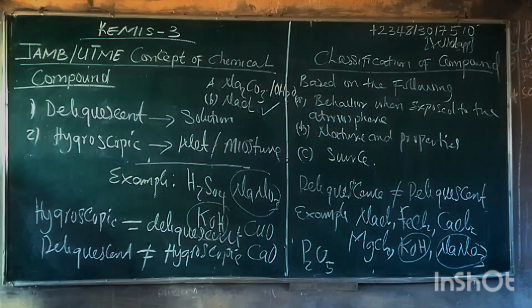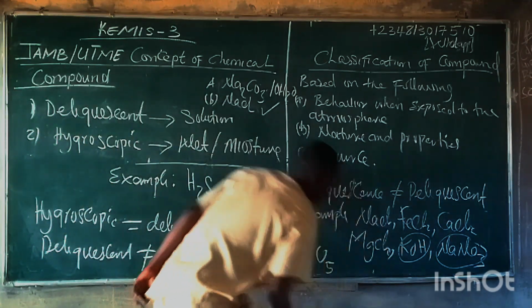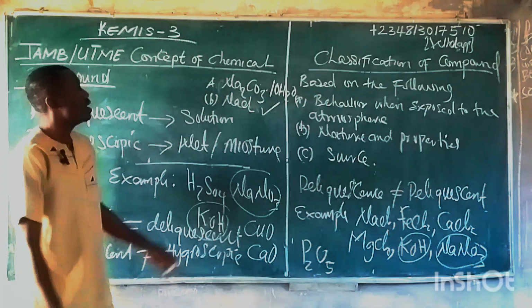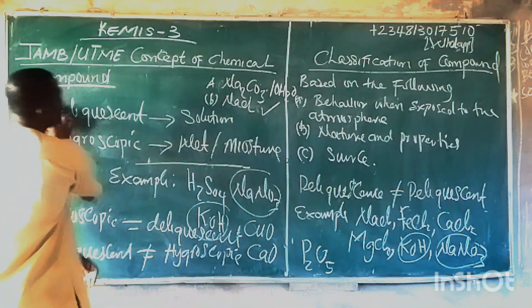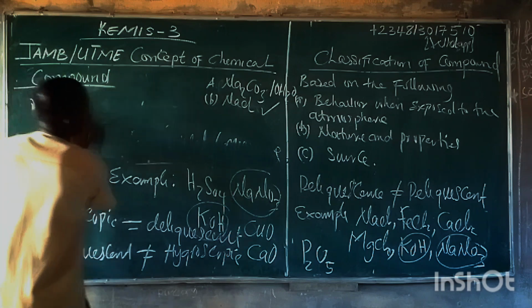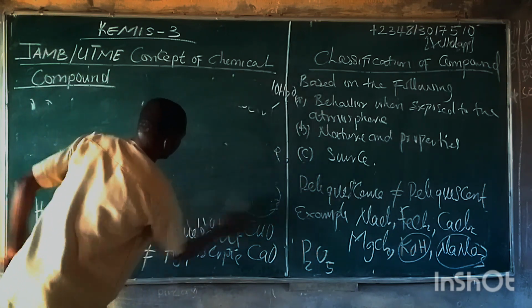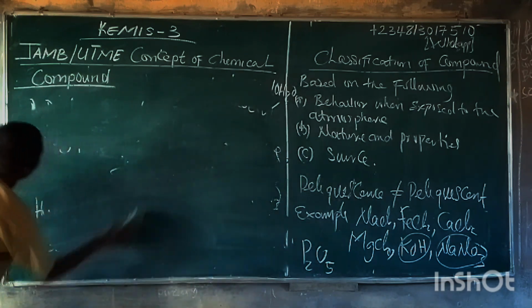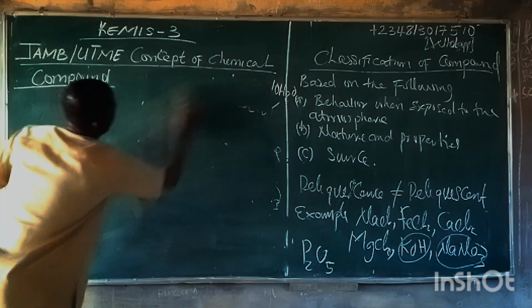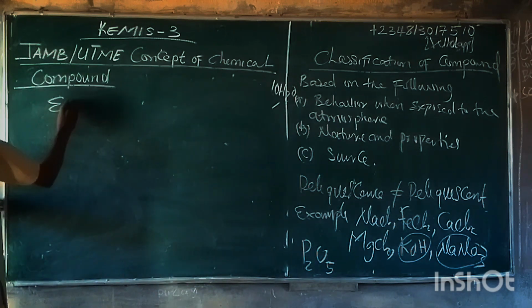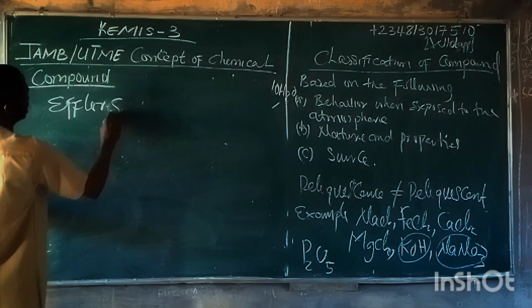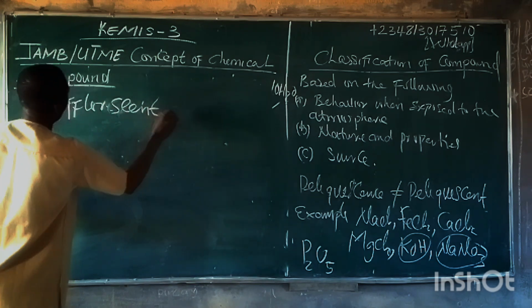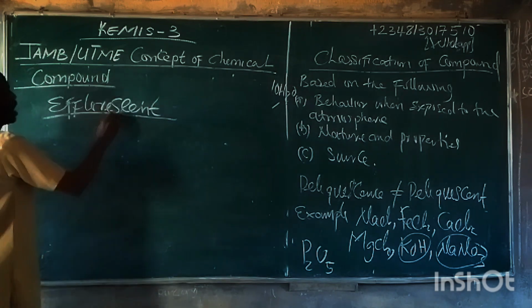Now let's continue. Now we want to go to the next thing. Mind you, hygroscopic and deliquescent substances are used as drying agents, the two of them. So we're going to the next one, which is the efflorescent. So what does it mean by efflorescent? Let me write down the word. Efflorescent. Okay, what does it mean by efflorescent?